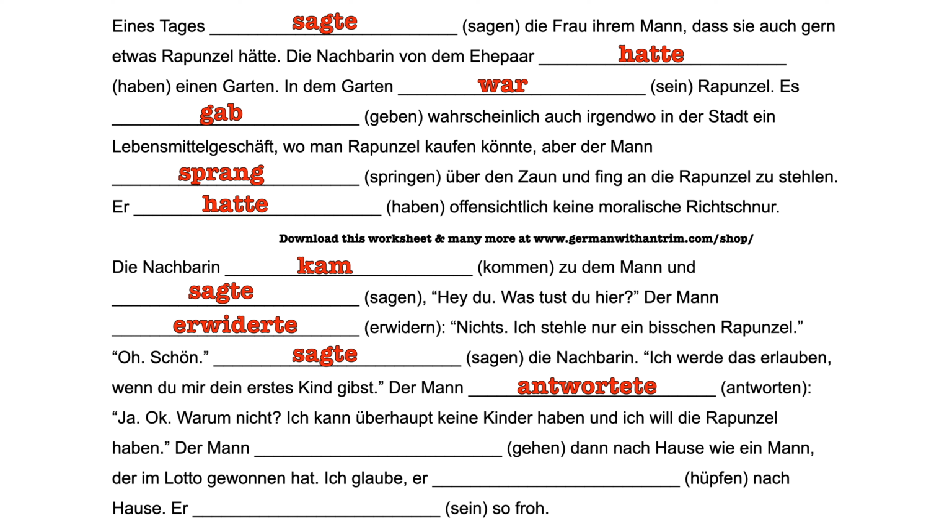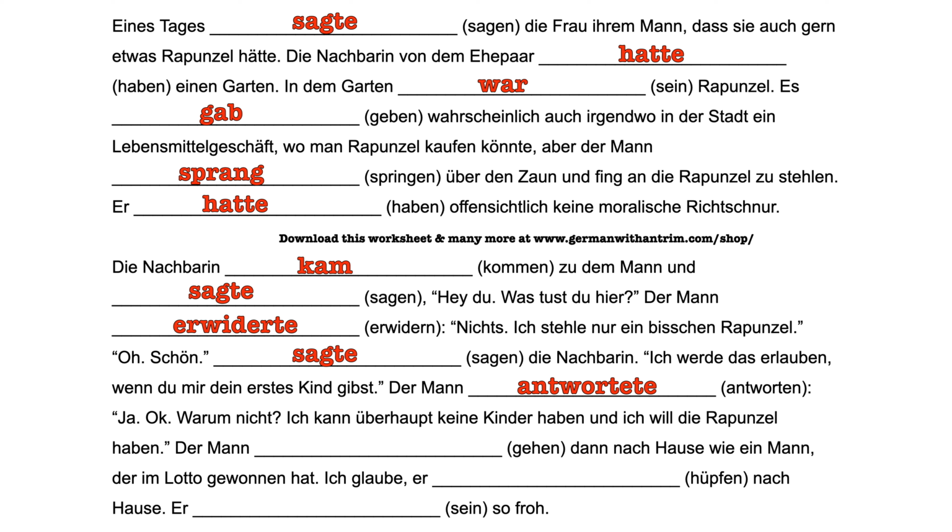Anyway, der Mann antwortete, ja, okay, warum nicht? So the man answered, yeah, okay, why not? Ich kann überhaupt keine Kinder haben und ich will die Rapunzel haben. I can't have kids anyway, and I want to have Rapunzel. So what's he got to lose? Der Mann, form of gehen, nach Hause, wie ein Mann, der im Lotto gewonnen hat.